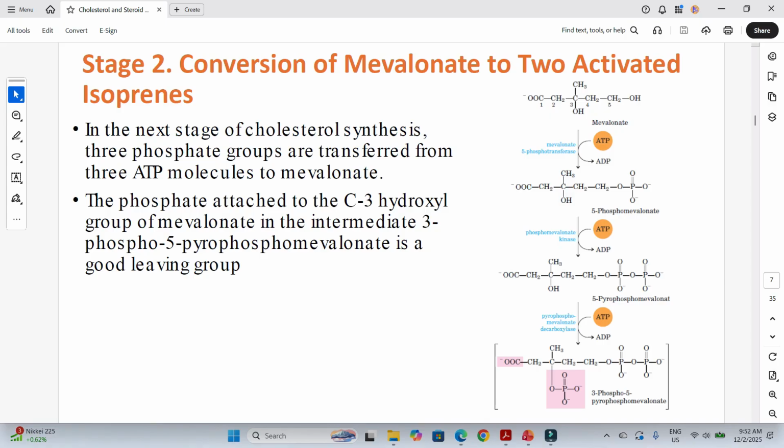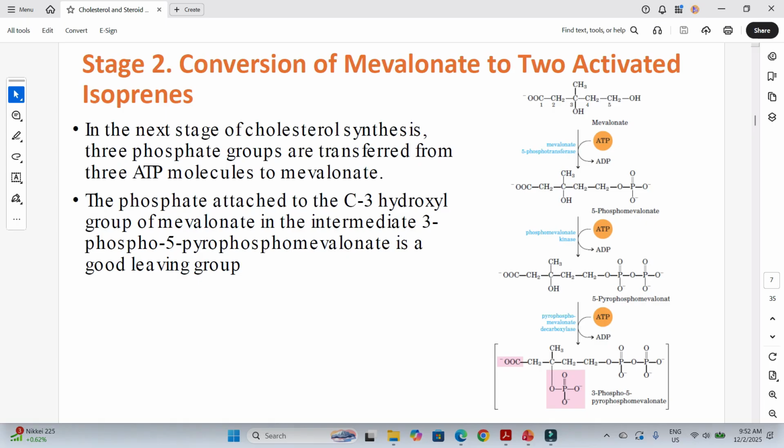Now, this requires 1 molecule of ATP. The second reaction is further phosphorylation of the 5-phosphomevalonate to produce 5-pyrophosphomevalonate. This is catalyzed by phosphomevalonate kinase. Okay, now this step requires another molecule of ATP. I want you to notice that the group that is phosphorylated is this remaining hydroxyl group.